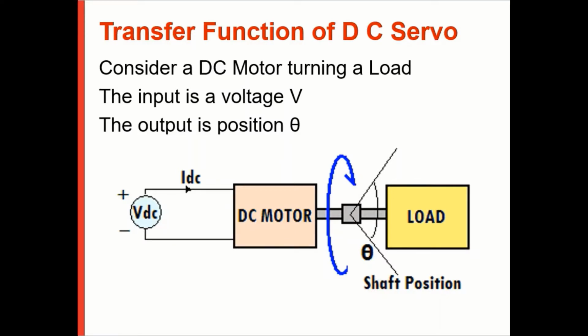Right, let's look at how to figure out now the transfer function of a DC servo. So if you imagine you've got a motor here, got some voltage, DC voltage, which we apply across the motor, and it's running against a load here, and so we'll have some output position theta of the shaft, and we're controlling the output position theta. So theta is our output, the input is the voltage.